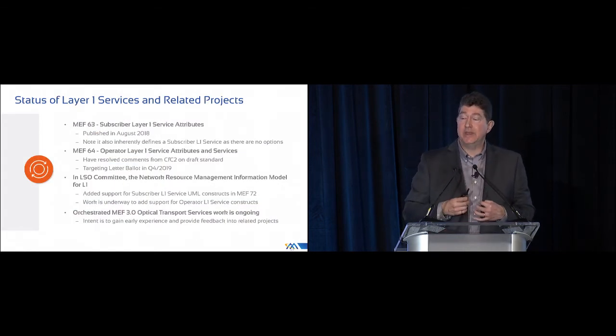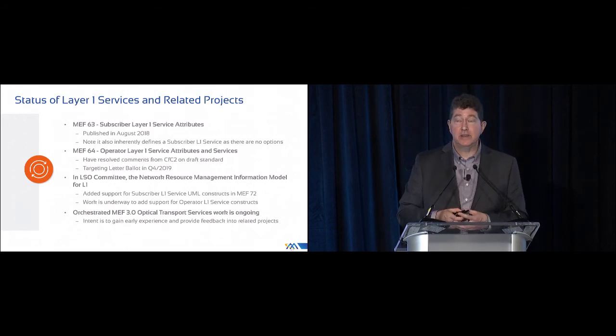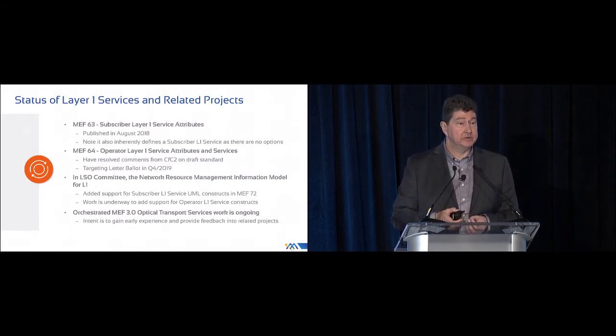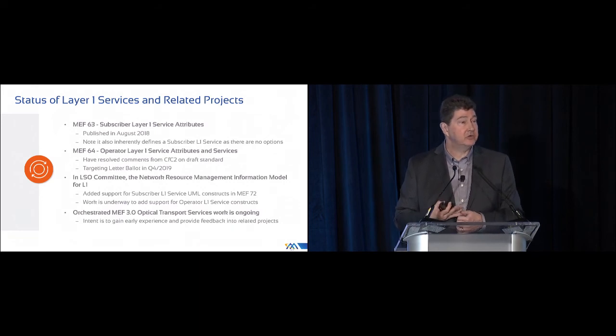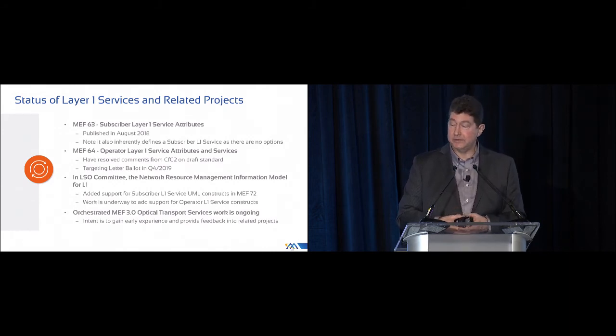So where we're at with the Layer 1 project, as I said earlier, the MEF 63 document was published last summer. And although it's called Service Attributes, because there are no options for them in that document, inherently it also defines the Layer 1 subscriber service. MEF 64 is the one that will be going to letter ballot out of our meeting later this week for the operator Layer 1 services. And actually it has definitions in there for access and transit services.